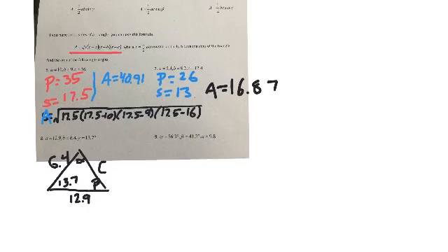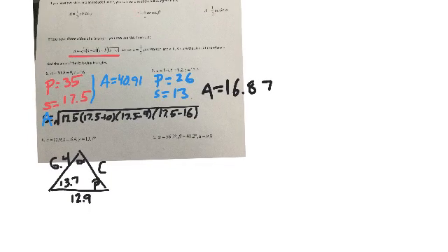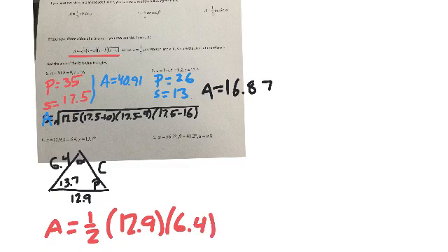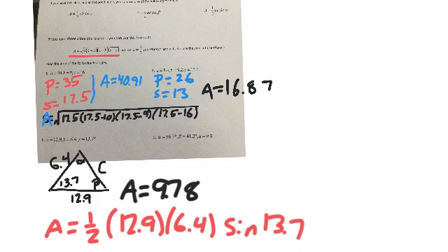So I can use the first formula here, which is 1/2 multiply the two known sides times sine of the angle. So for us, area is equal to 1/2 times 12.9 times 6.4 times sine of the included angle, which is 13.7. I'll put that in my calculator, and I found that the area was equal to 9.78 square units.